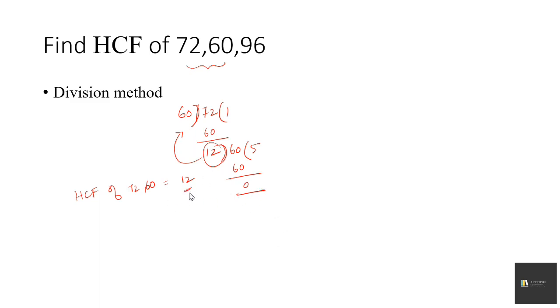Now with this HCF, you find the HCF of 96 and 12. So 12 divides 96 exactly. So the HCF of 60, 72 and 96 is 12.